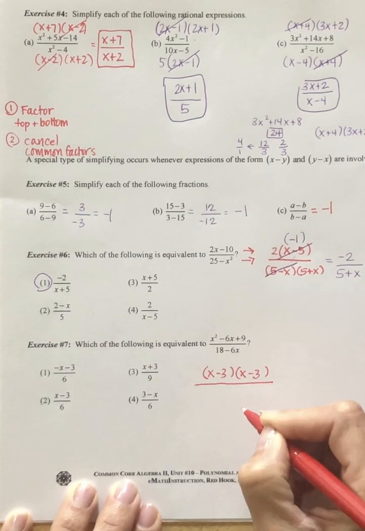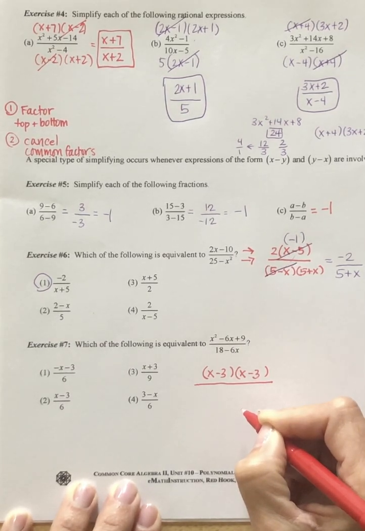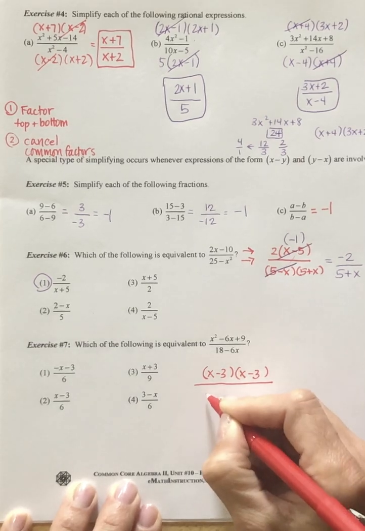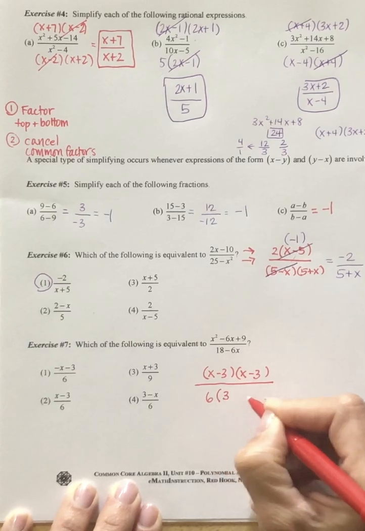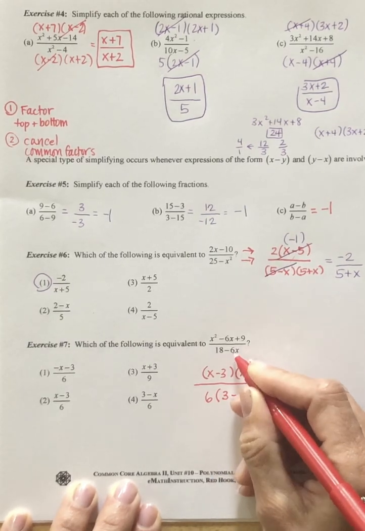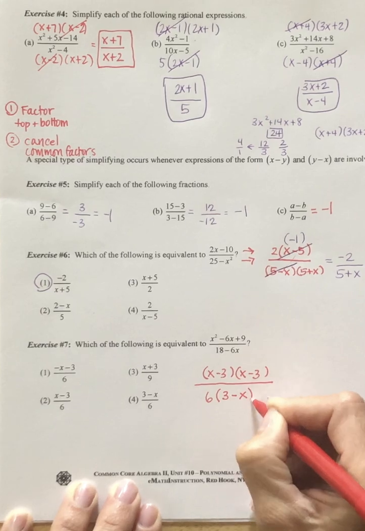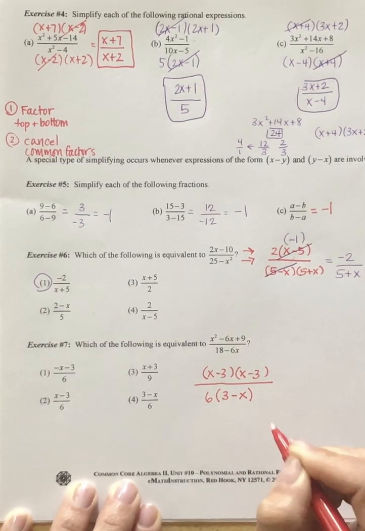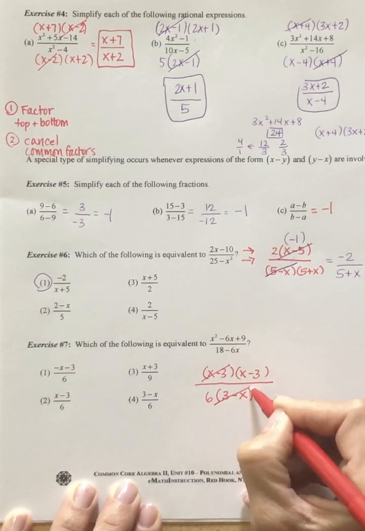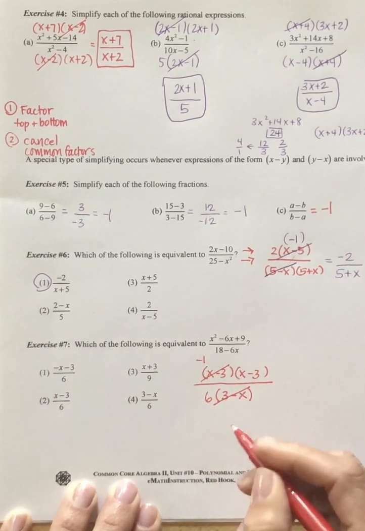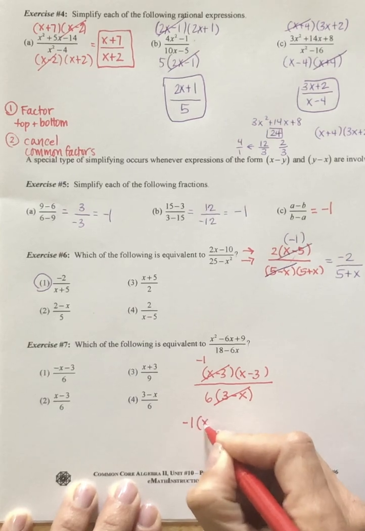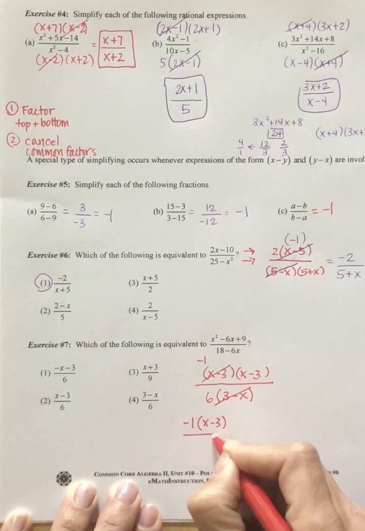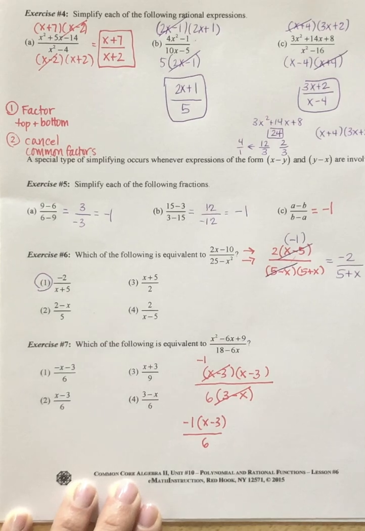On the bottom, looks like I have a GCF. The biggest number that divides into 18 and 6 would be a 6. So when I pop that out, 6 goes into that 18 3 times, minus 6 goes into this 6 1 time, but leaves me with the x. So let's see what's going on here. x minus 3, 3 minus x gives me a negative 1. Let me write it out simply: negative 1 times x minus 3 over 6. And I'm looking, and nothing is in that factored format.